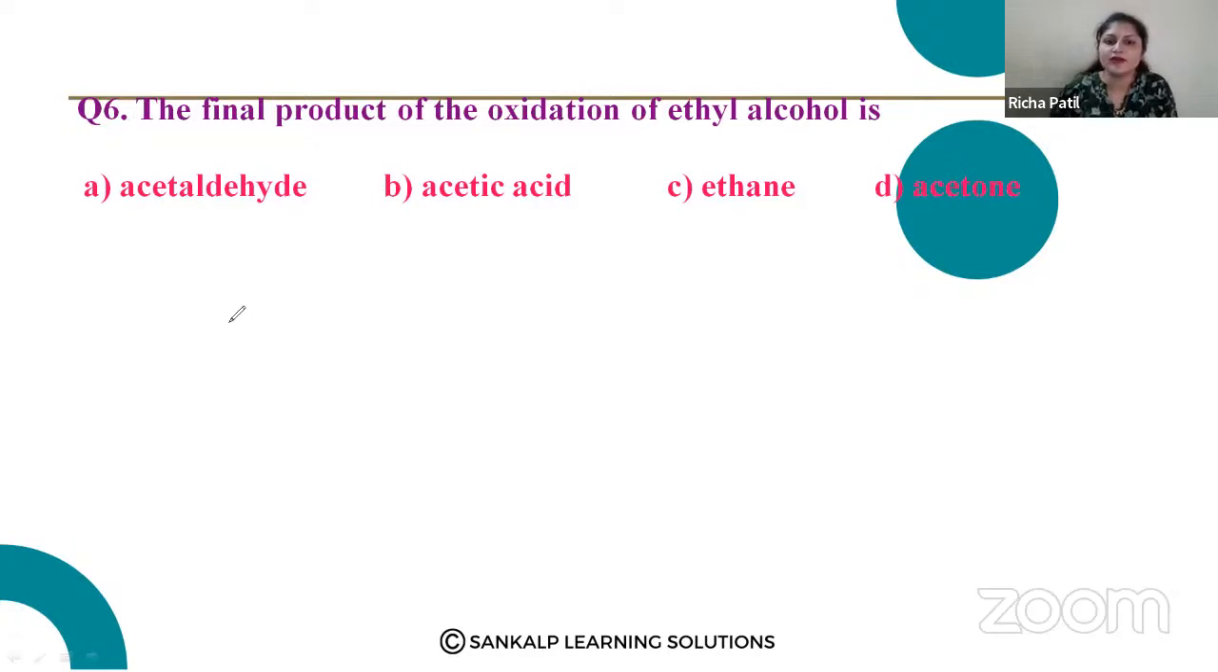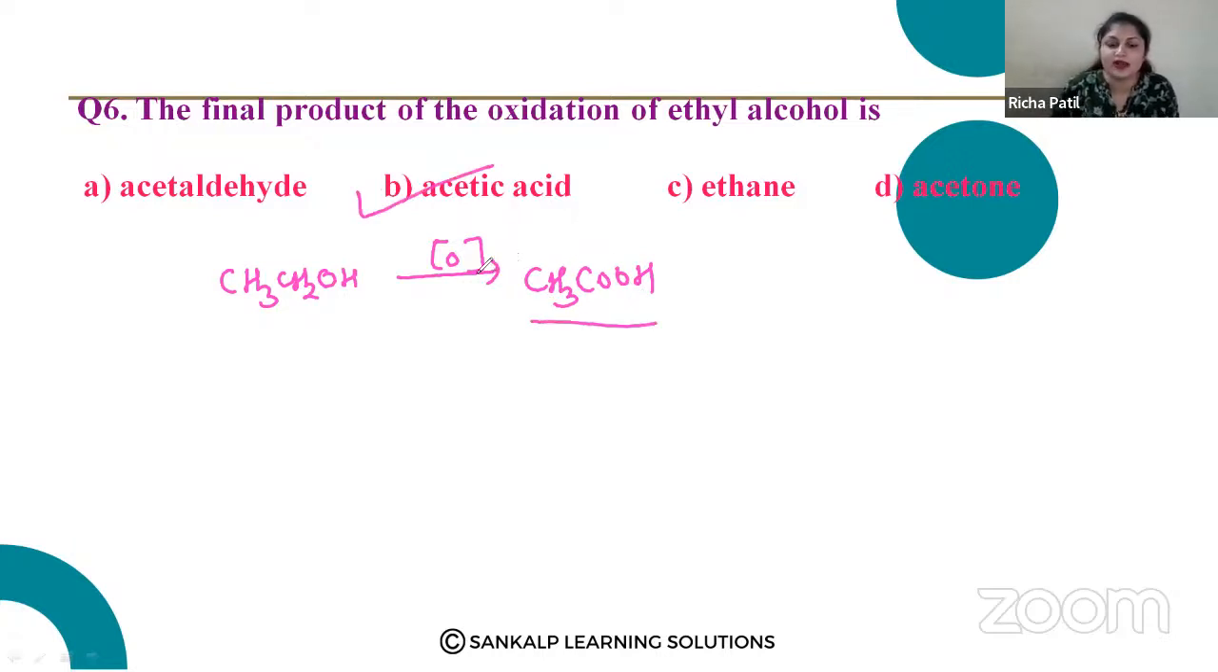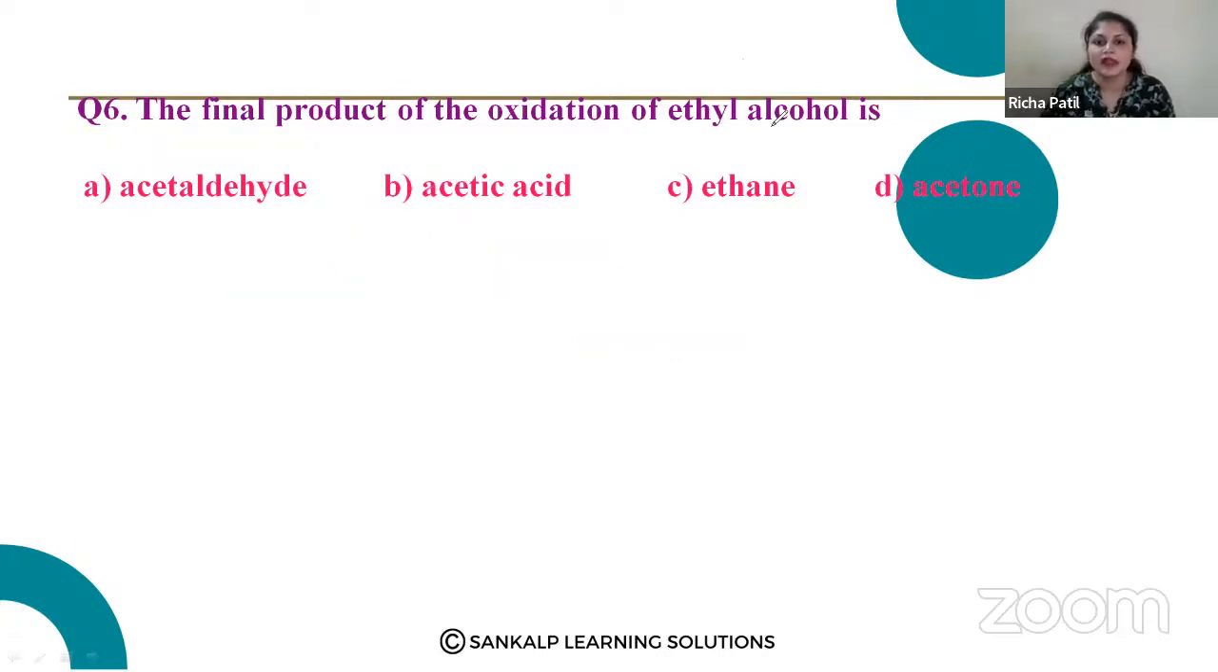So what is the final product of the oxidation of ethyl alcohol? Okay. So we are going to do oxidation. On oxidation of ethyl alcohol, it will give a carboxylic acid. Okay. So the answer is carboxylic acid. Which is this name? It is acetic acid. So from a primary alcohol, when you do oxidation, it yields a carboxylic acid. So the name of this acid is acetic acid. So the correct answer is B.